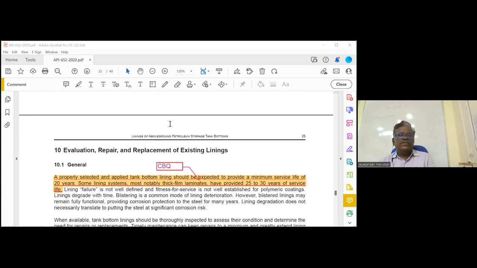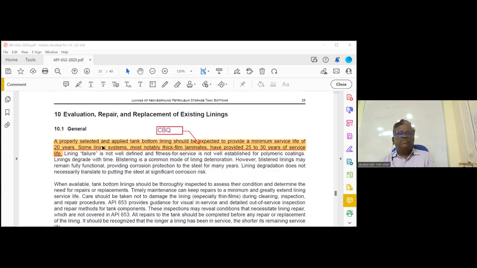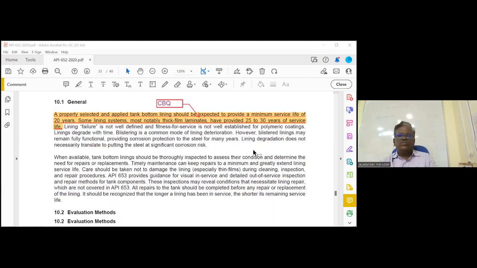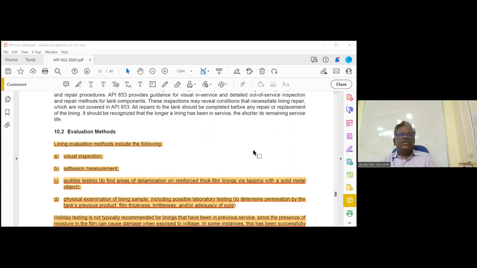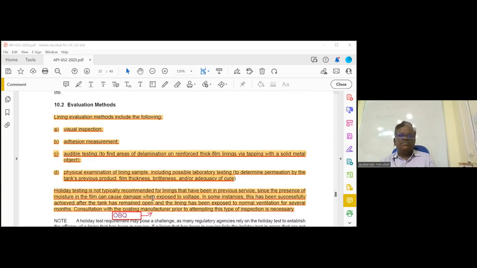So 10.1. A properly selected and applied tank bottom lining should be expected to provide a minimum service life of 20 years. So generally thin film lining 20 years, whereas thick film 25 to 30. That is a closed book question. Then how to evaluate the lining? Lining evaluation includes visual inspection, adhesion measurement, audible testing, and a physical examination of the lining sample.